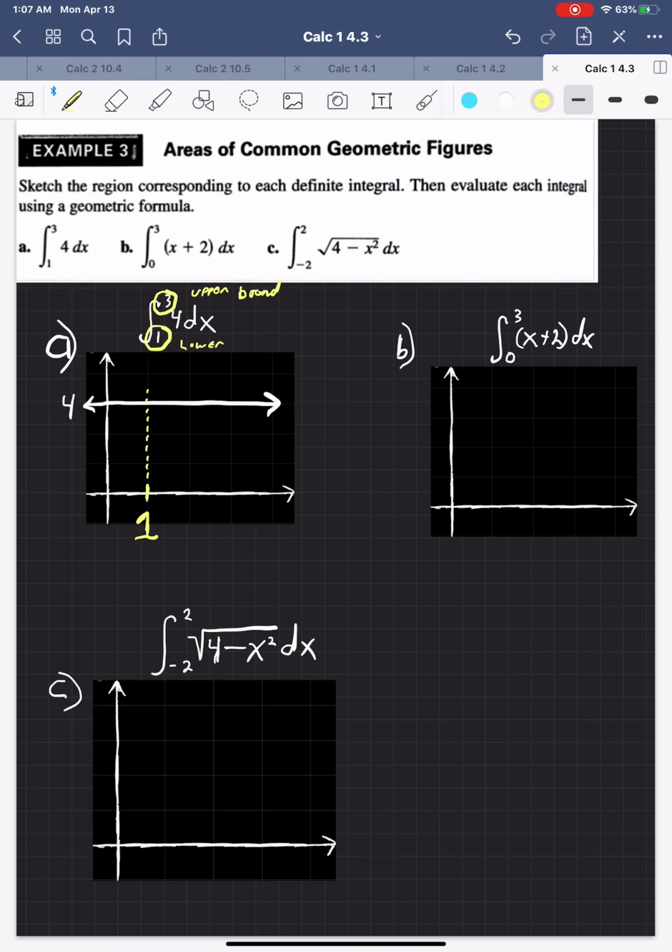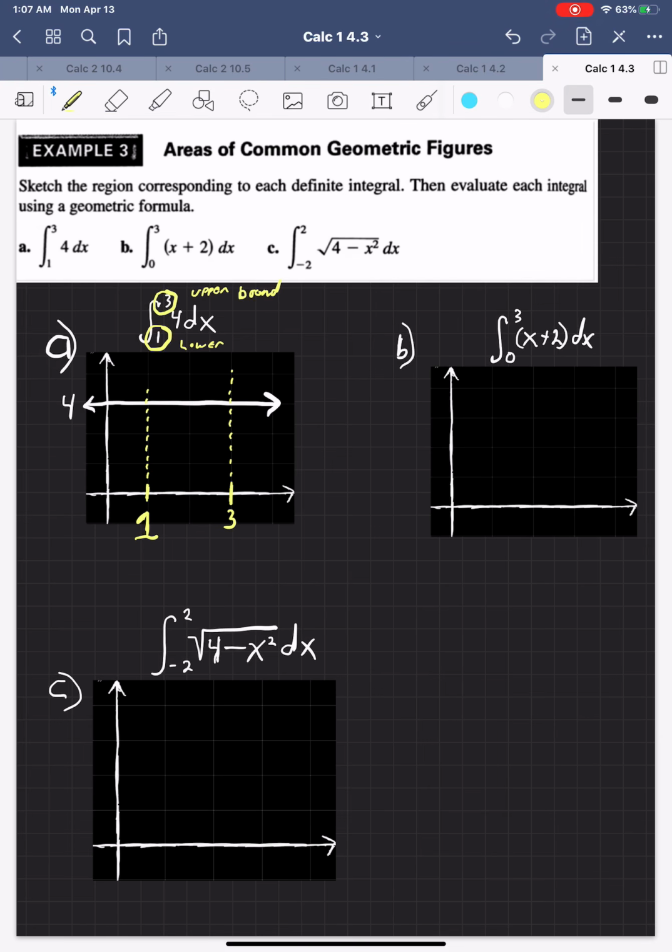Okay, that 3 would represent the stopping point, I'm sorry, of x. So x starts at 1 and it stops at 3. So now we've bounded it, and the question of integrating 4 from 1 to 3 with respect to x, we are now going to think about as the area under this curve from 1 to 3.